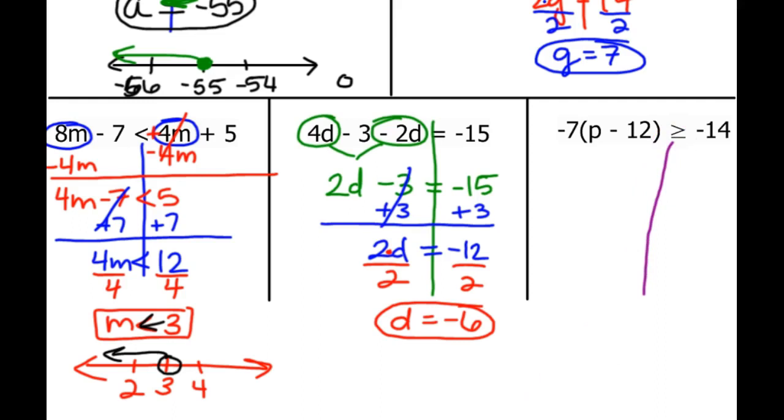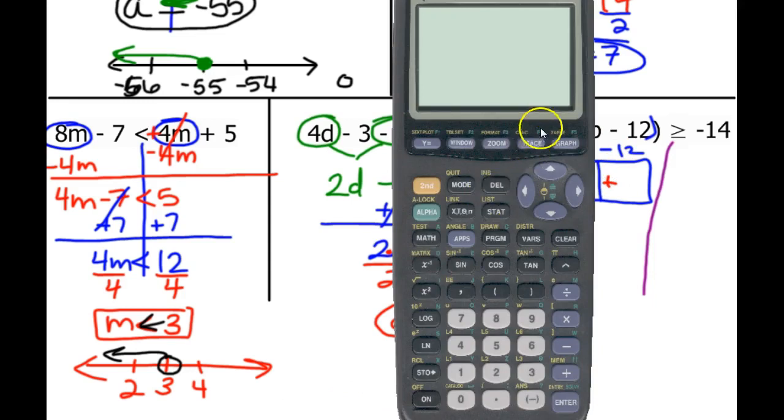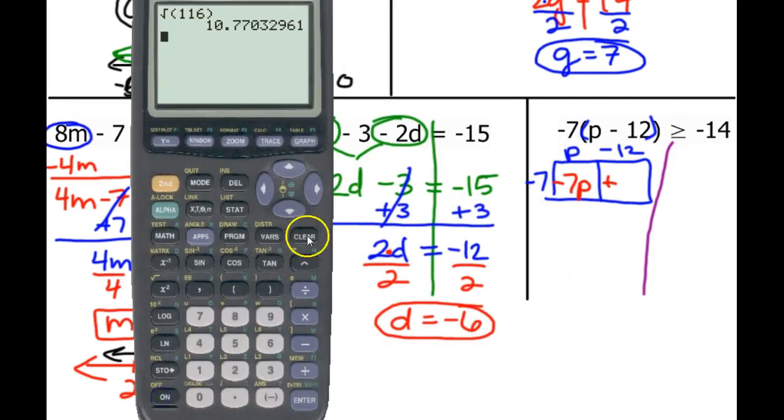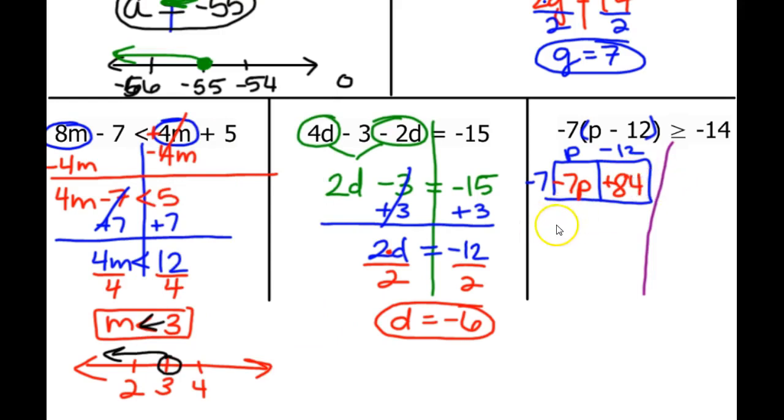Alright, last one like this on this page. I see parentheses, so remember, whenever you see parentheses, you need to distribute negative 7 and then p minus 12. So negative 7 times p is negative 7p. A negative times a negative I know makes a positive. If you're not sure what 7 times 12 is, well, let's just plug it in. 7 times 12 is 84. So it's going to be a positive 84. So I just rewrote it.